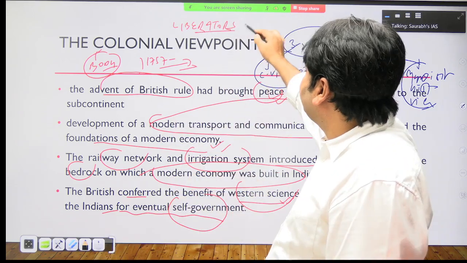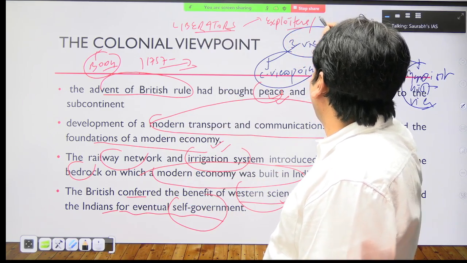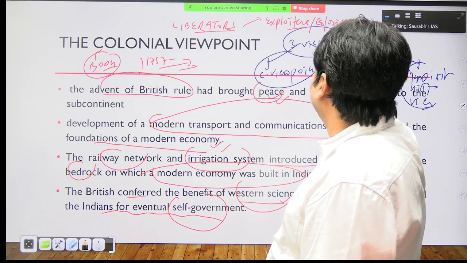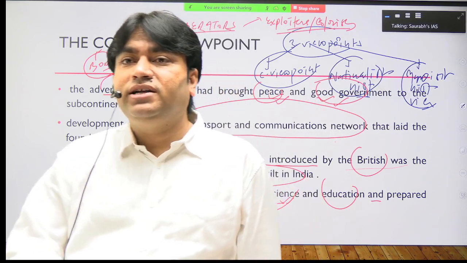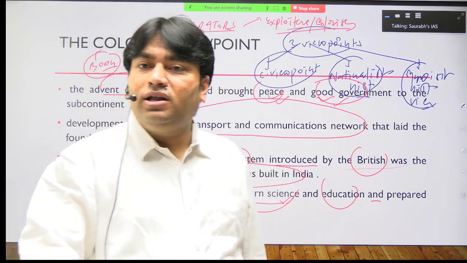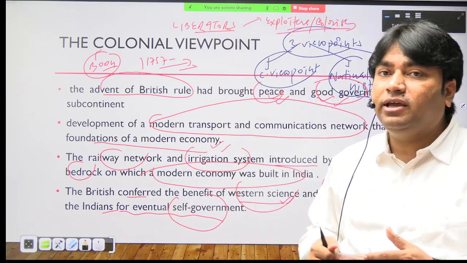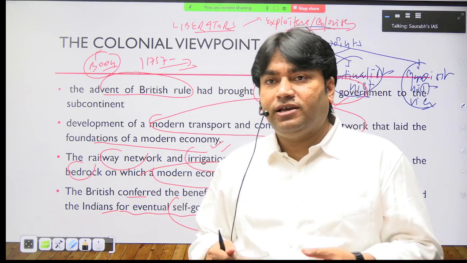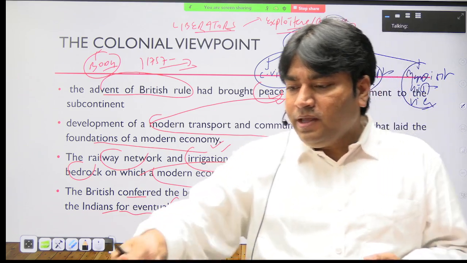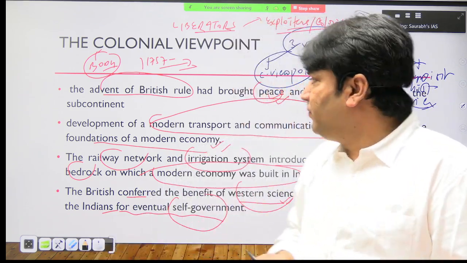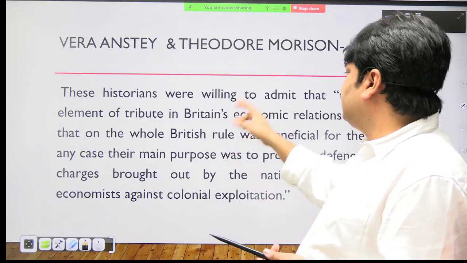They were not exploiters. They were not colonizers. They were not exploiters. They were not colonizers. Okay. By their efforts, they civilized Indian people. This is the colonial viewpoint. This is the colonial viewpoint, that by our efforts, what did we do? We civilized Indians. This is the colonial viewpoint. Now, what is the second viewpoint here? The second point, again, this is a statement.